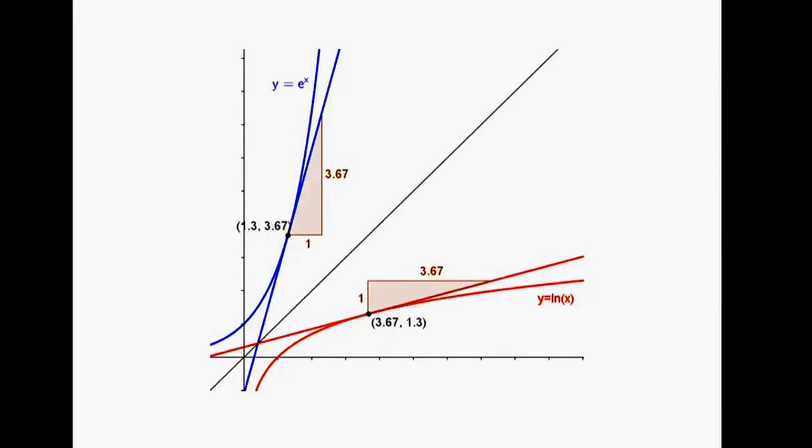Now, playing around with this for a short while, thinking about what's the gradient of the red tangent, it's going to be 1 over 3.67, 1 over the x coordinate that we've used, and therefore the gradient function of log of x is 1 over x. A very surprising result the more I think about it.